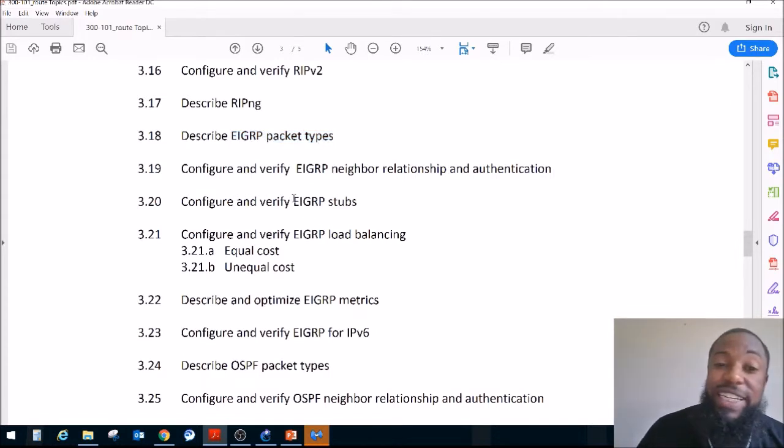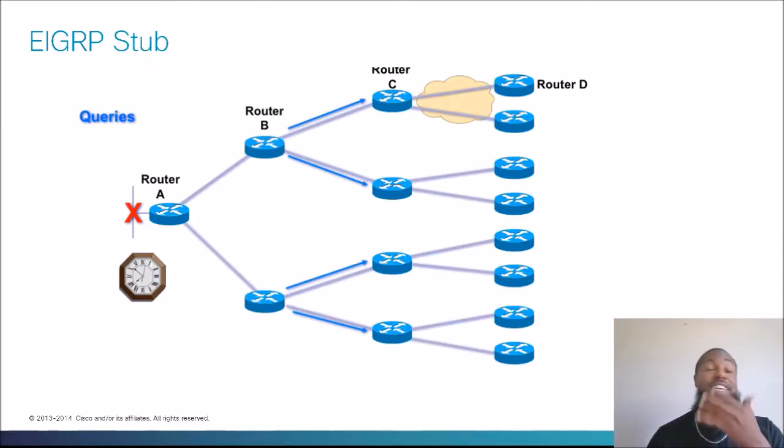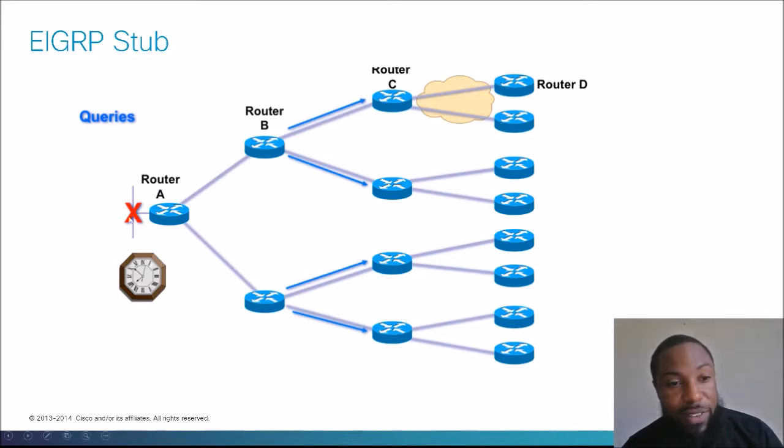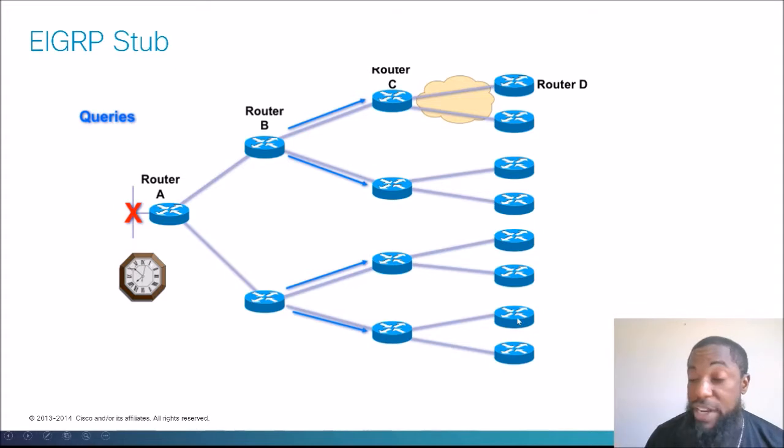So what is an EIGRP stub? Before we even talk about EIGRP stubs, let's head to these slides real quick. Remember in section 3.18, we talked about the different packet types, right? We talked about the SIA or stuck inactive phenomenon that occurs with the older version of IOS, and it's very rare for it to happen with a new version. Basically, a router goes down on this side right here, and he has to query these other routers to know if they know where the other one is at, right?